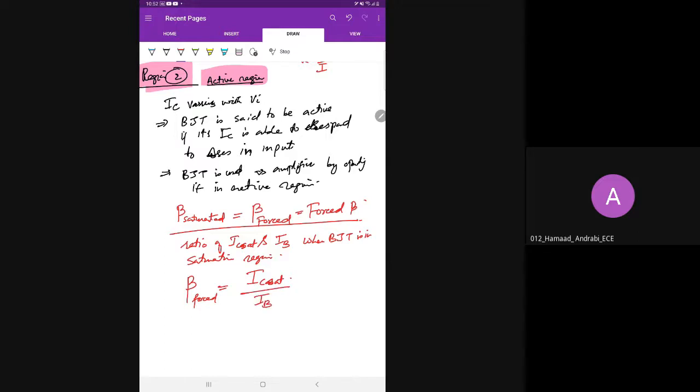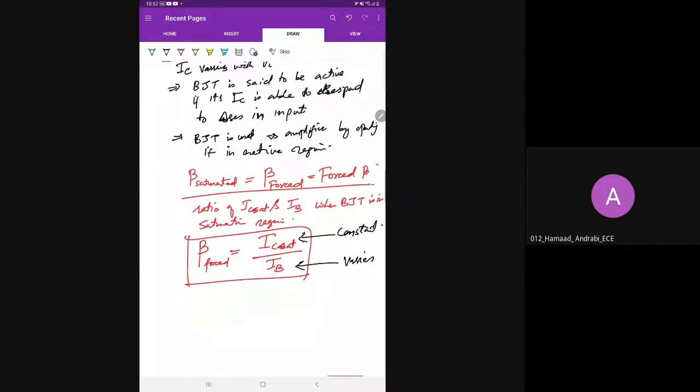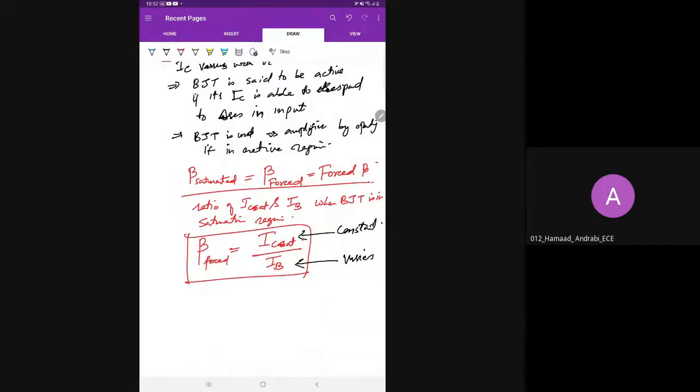And we should note down that IC saturation is constant and IB in saturation varies. So beta forced also varies. There is no single value for forced beta in saturation. It depends upon the value of IB. If Vi is increasing, then we know that IB will also increase. If IB increases, then beta forced is bound to decrease.